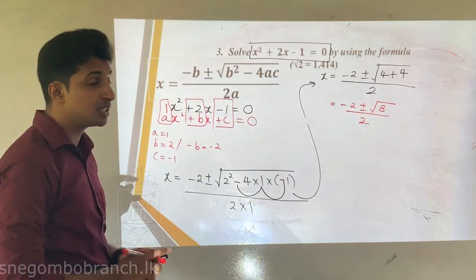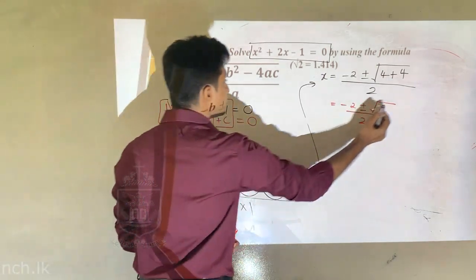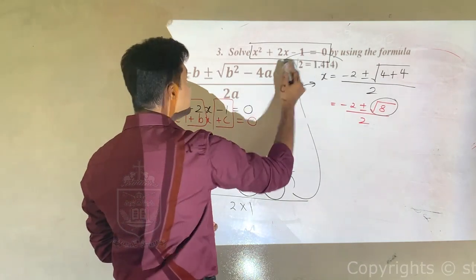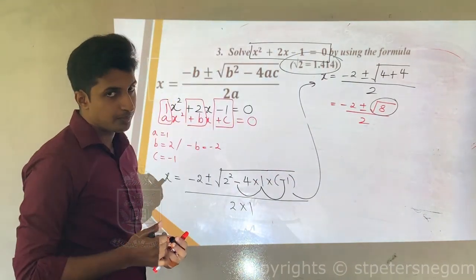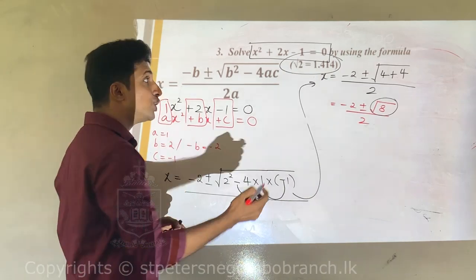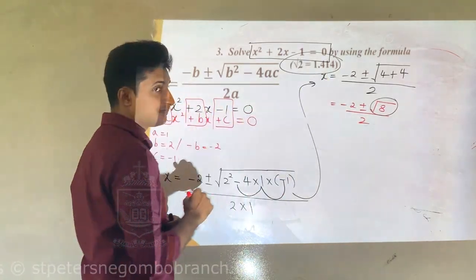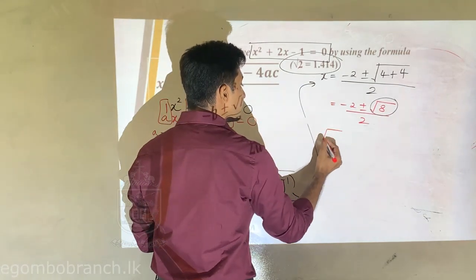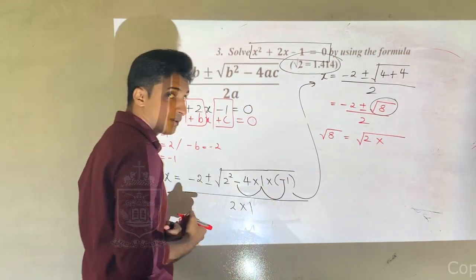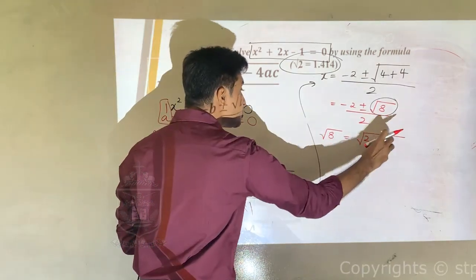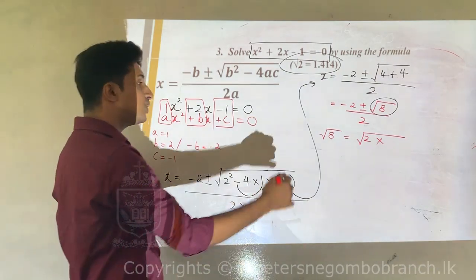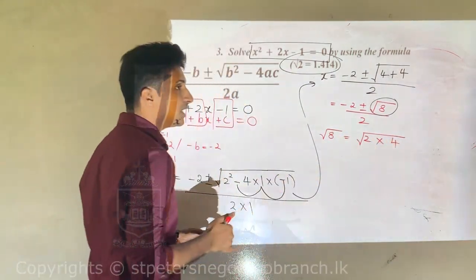Now there is an issue. The issue is that you need root 8. You need the value for root 8, but you've been given the value for root 2. Now you have to see what should you do to keep root 2 inside. Then you will think, okay, 8 is there, I have to keep 2 inside. Okay, so which number should I multiply 2 with to get the value of 8? We all know that 2 times 4 is 8.